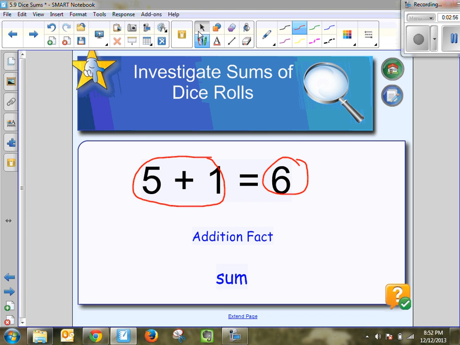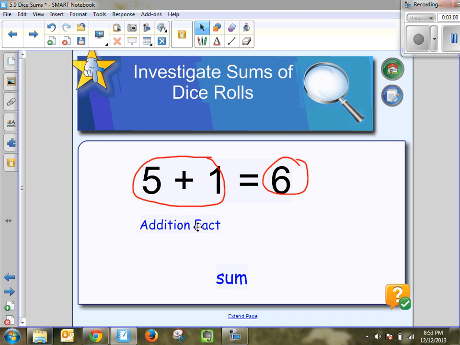So if I was to drag the word addition fact, would it go underneath 5 plus 1, or would it go underneath 6? We're going to do the same thing with the sum. Is it going to go underneath 5 plus 1, or is it going to go underneath 6? So let's just start with sum. So where do you think the sum would go?